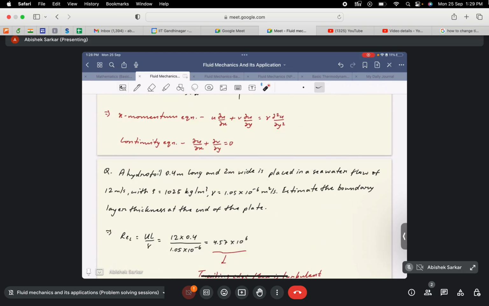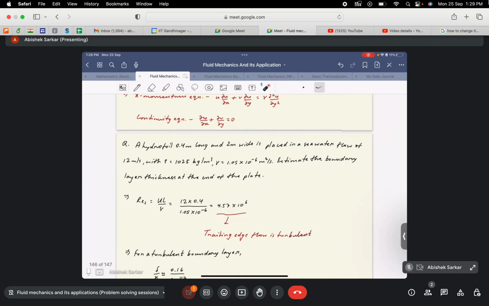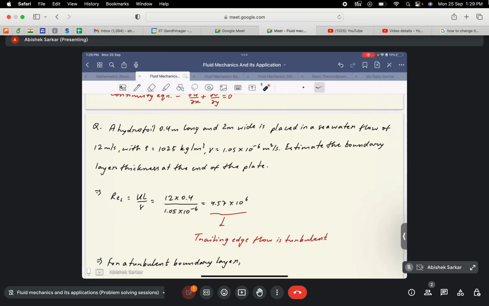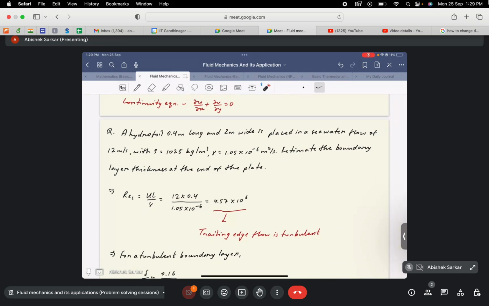Let us do one example regarding this, and then we will end today's session. A hydrofoil 0.4 meter long and 2 meter wide is placed in a seawater flow of 12 meter per second, with rho equal to 1025 kg per meter cube and nu equal to 1.05 times 10 to the minus 6 meter square per second. Estimate the boundary layer thickness at the end of the plate.